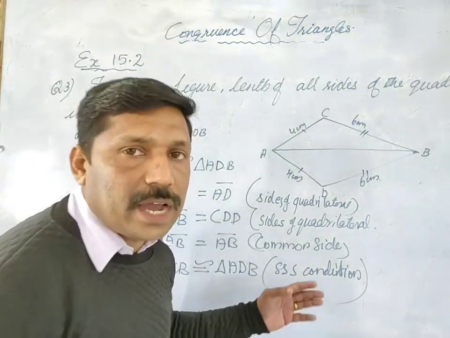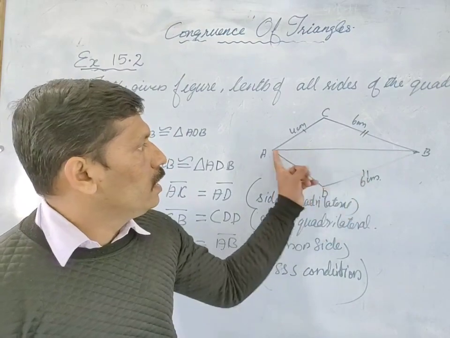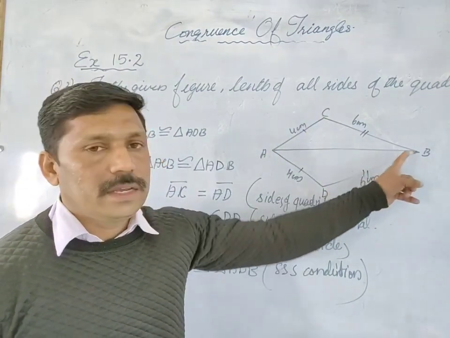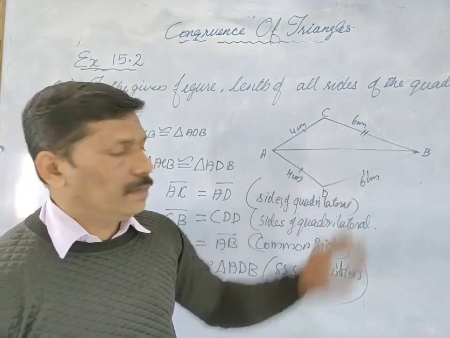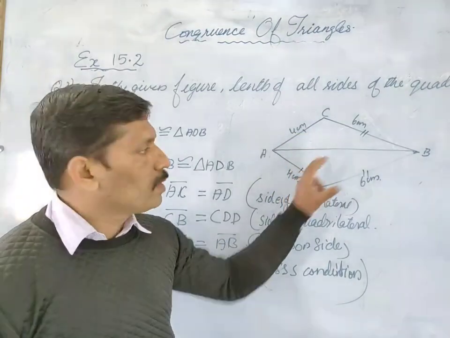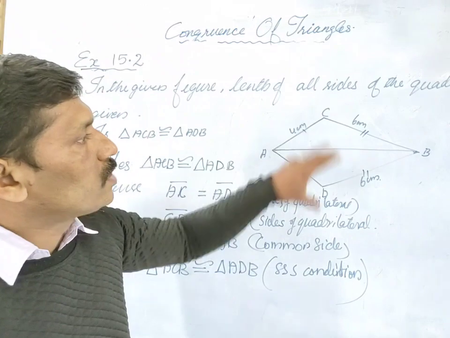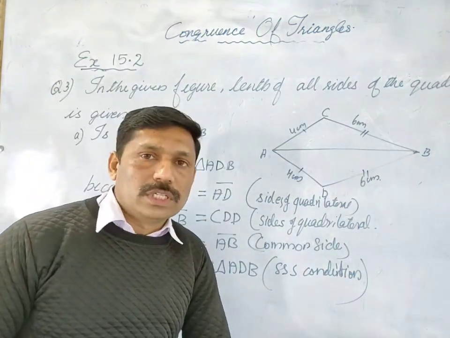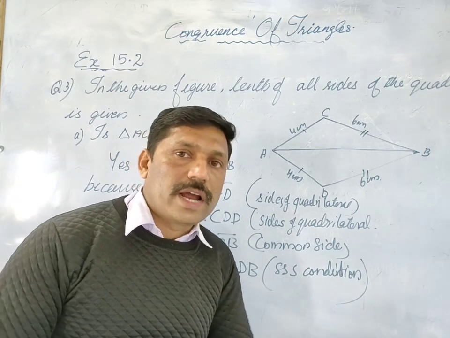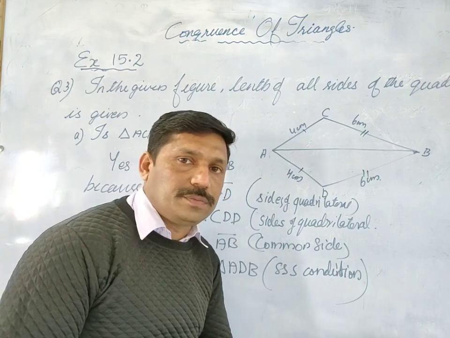So here we can see that in these two triangles, ACB and ADB, AC is equal to AD, CB is equal to DB, and AB is equal to AB. These two sides are sides of the quadrilateral, both are the same, and this also is a side of the quadrilateral, both are the same. Therefore, the corresponding sides are equal in both triangles. Therefore, these two triangles are congruent by the SSS condition, side condition.